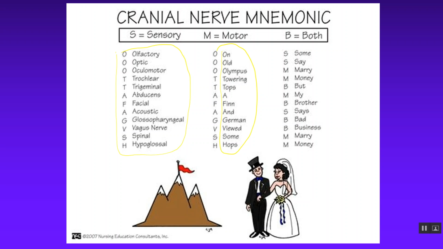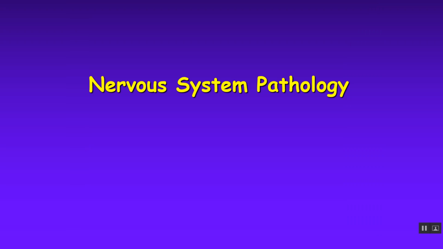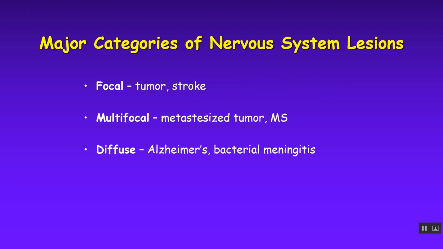And then the other mnemonic you can say is, some say marry money, but my brother says bad business, marry money. And S and M is sensory versus motor, or both. Okay, that'll give you that. So if you kind of memorize those, you can kind of know the names and what they do primarily. Okay. I learned one that I can't repeat in mixed company, but it's stuck there now, and I'm mad that somebody put that in my head. But it works. Mnemonics work. They really do. I'm sure you've got plenty you've used in the past.